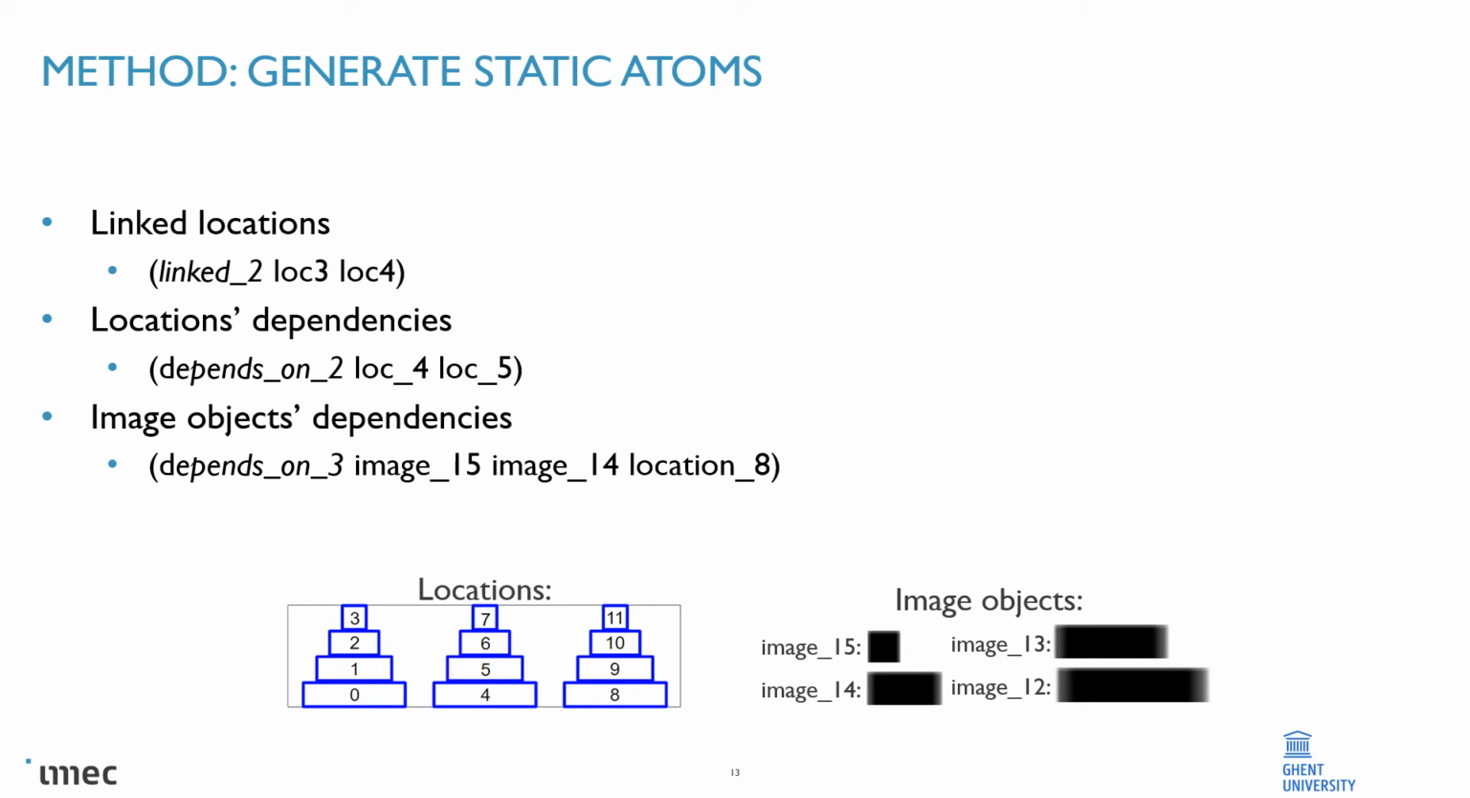Image objects can also depend on the value of different objects. In the case of the Towers of Hanoi domain, the image object dependencies prevent disks from being placed on smaller disks.